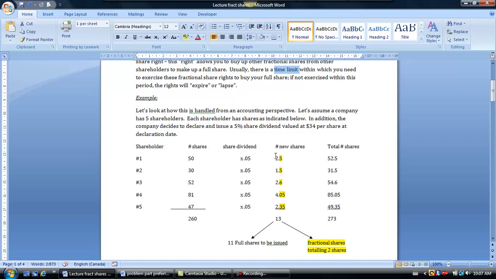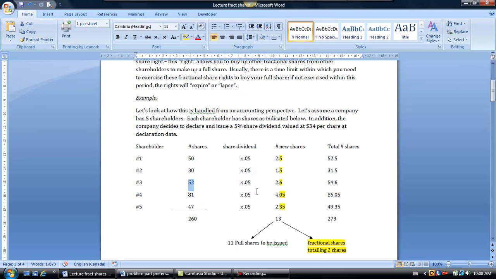So let's say, for example, we have 5 shareholders, and each shareholder has the number of shares indicated in this column. Let's say you're shareholder 1. You know that you're getting a 5% share dividend, so you're going to have 2.5 new shares for a total of 52.5 shares. Another shareholder has 30 shares, which gives them new shares of 1.5, for 31.5 shares.